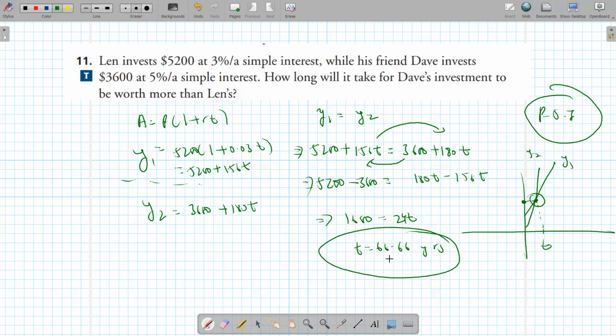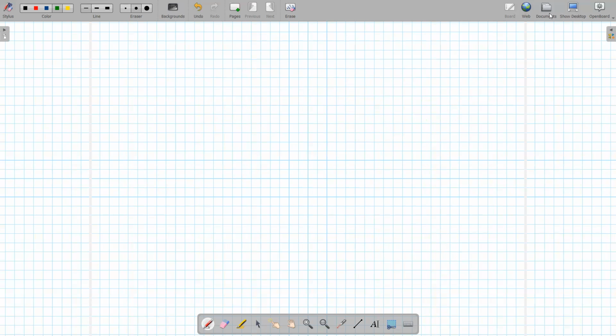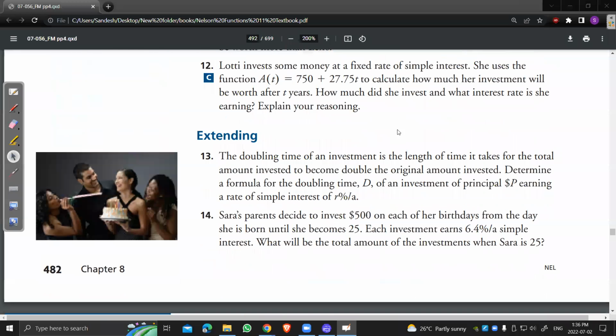Okay. What does that represent? What does that mean? What happens when T is this? It's when they're equal. You see, the Y values are exactly equal. But if it needs to be worth more, it's gonna be after 66.66 years. Exactly at this point, they're equal. Before this, the other guy is winning. Okay. That's a long time, the 66 years. Yikes.